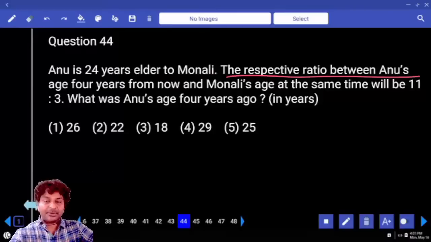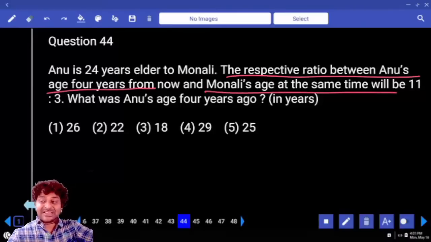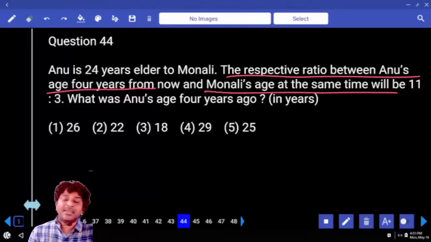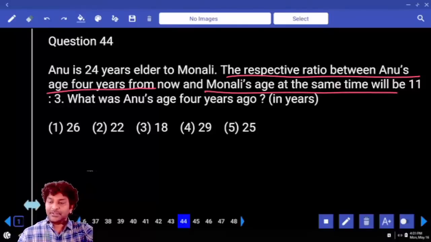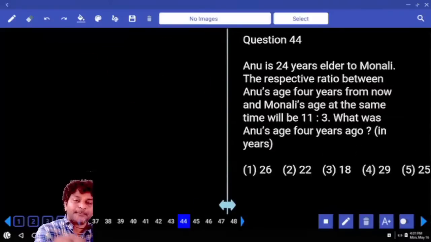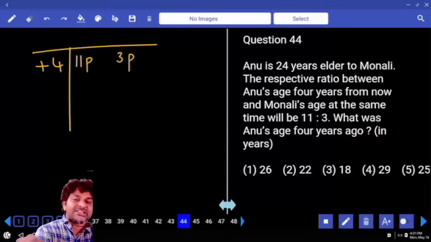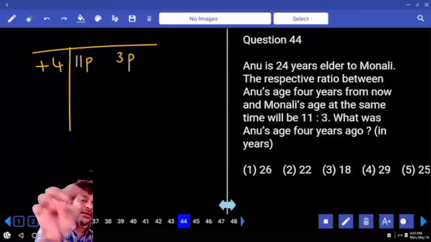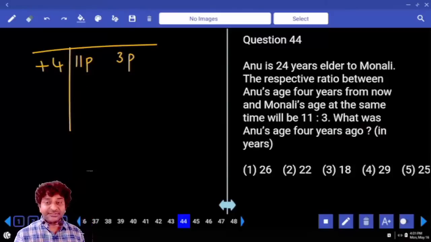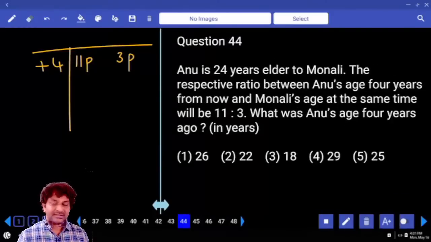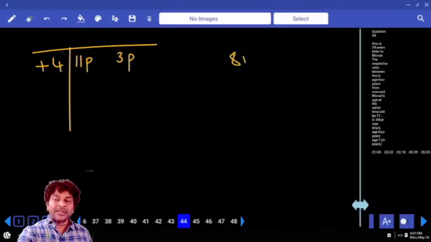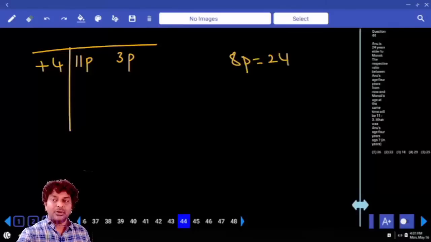The respective ratio between Anu's age 4 years from now and Monali's age at that same time will be 11:3. That is after how many years? After 4 years, their age ratio is 11:3. That is 11 parts and 3 parts. What is their age difference in number of parts? 8 parts. And the age difference in terms of years is 24. That means 8 parts is equal to 24.